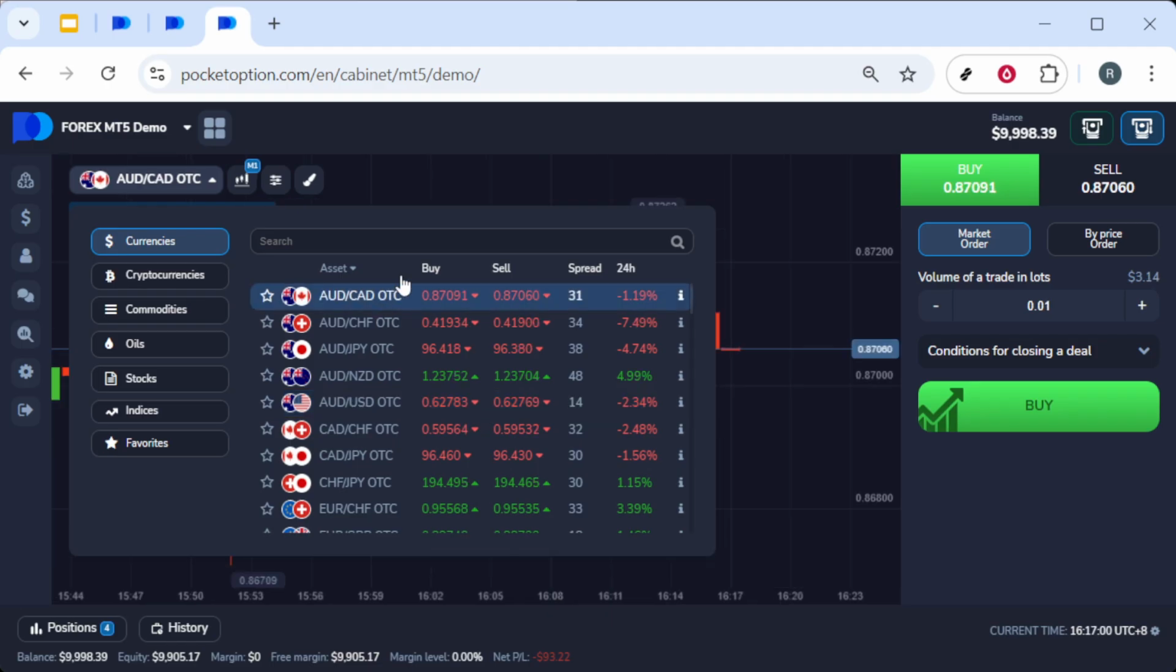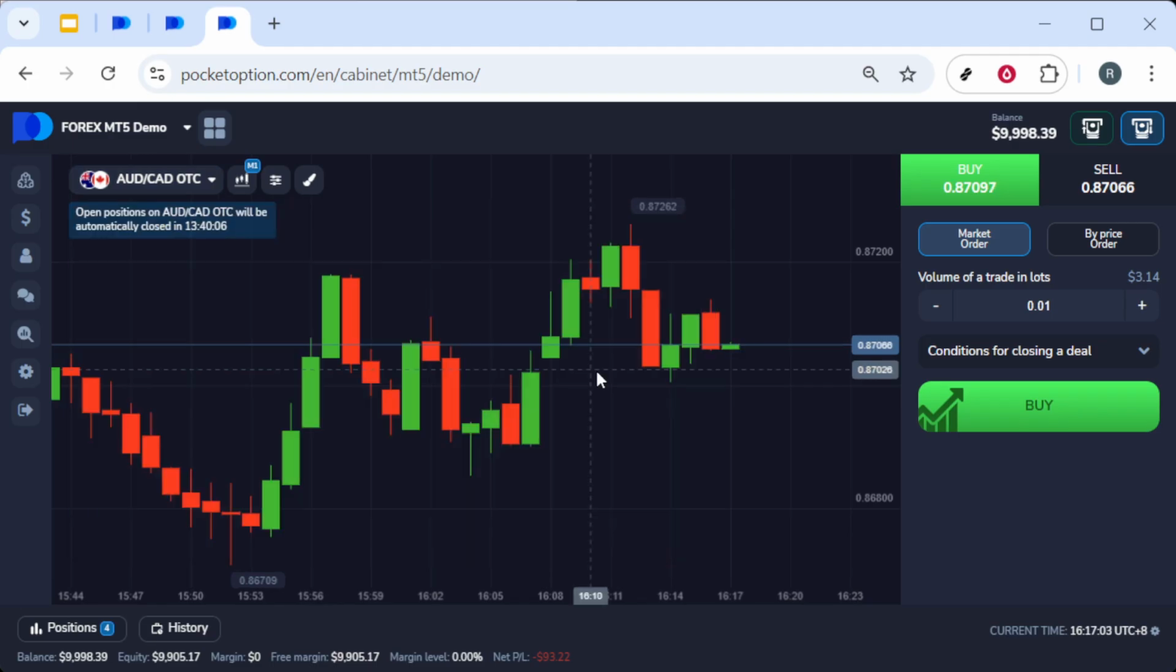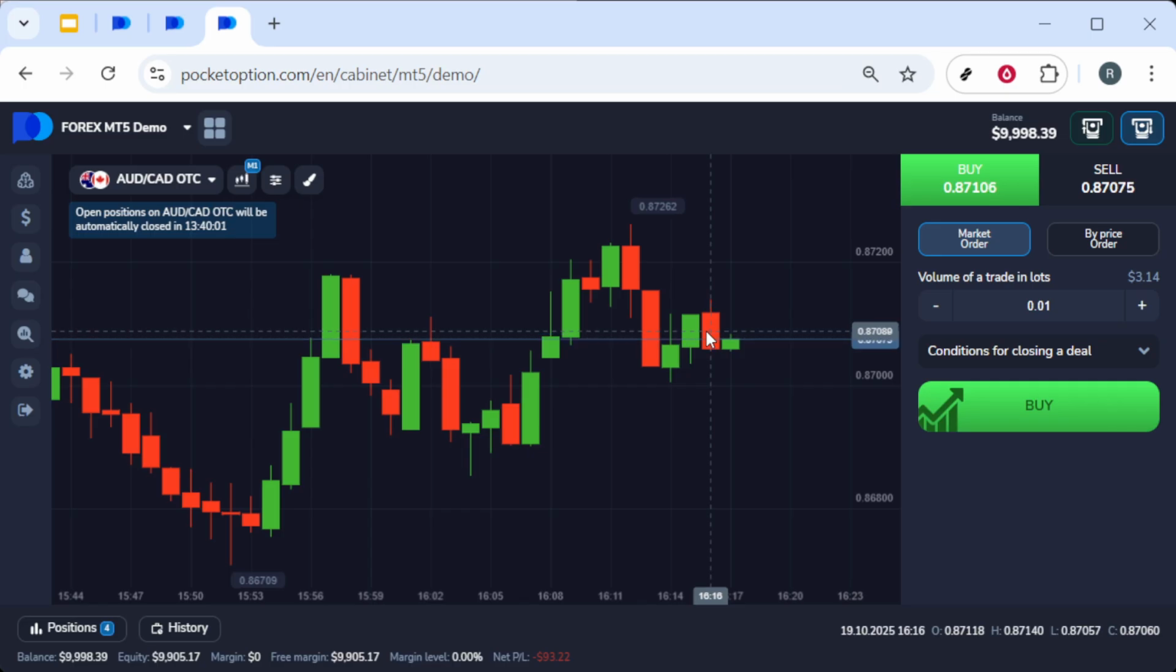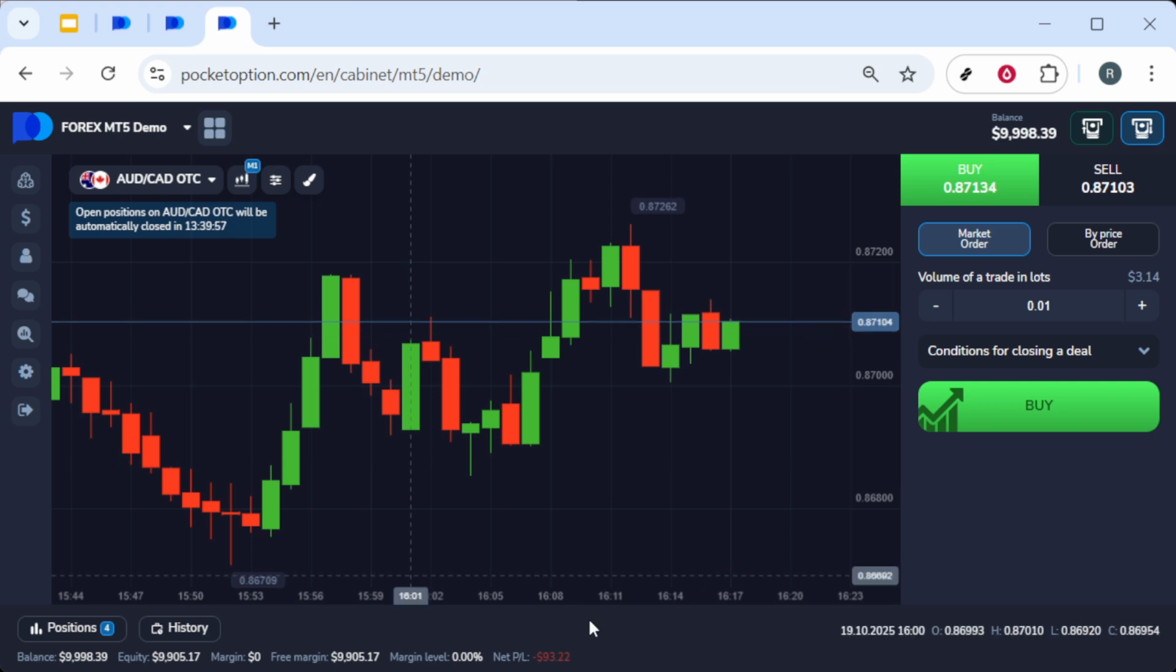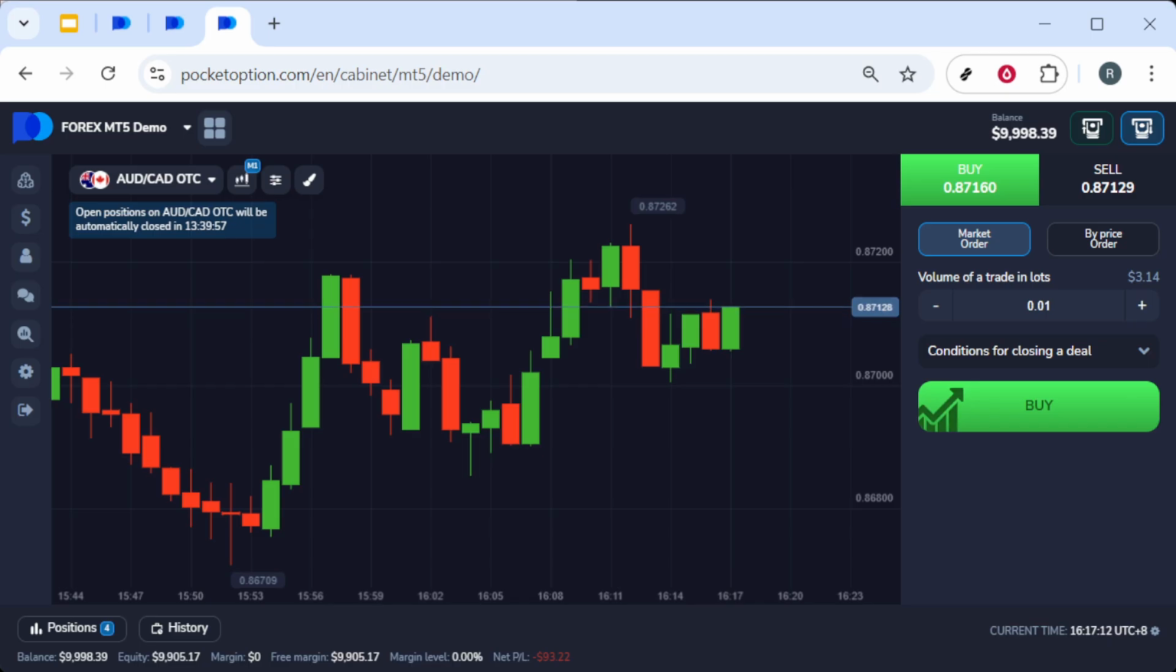Now it's time to analyze the market. Look at the chart and choose a time frame that suits your strategy. Shorter time frames for quick moves, longer ones for broader trends. Switch to candlestick view if it helps you read price action. You can add common indicators like moving averages or RSI and draw support and resistance levels to build a clear idea of where price might react. Take a moment here. Good analysis is what sets up a good trade.